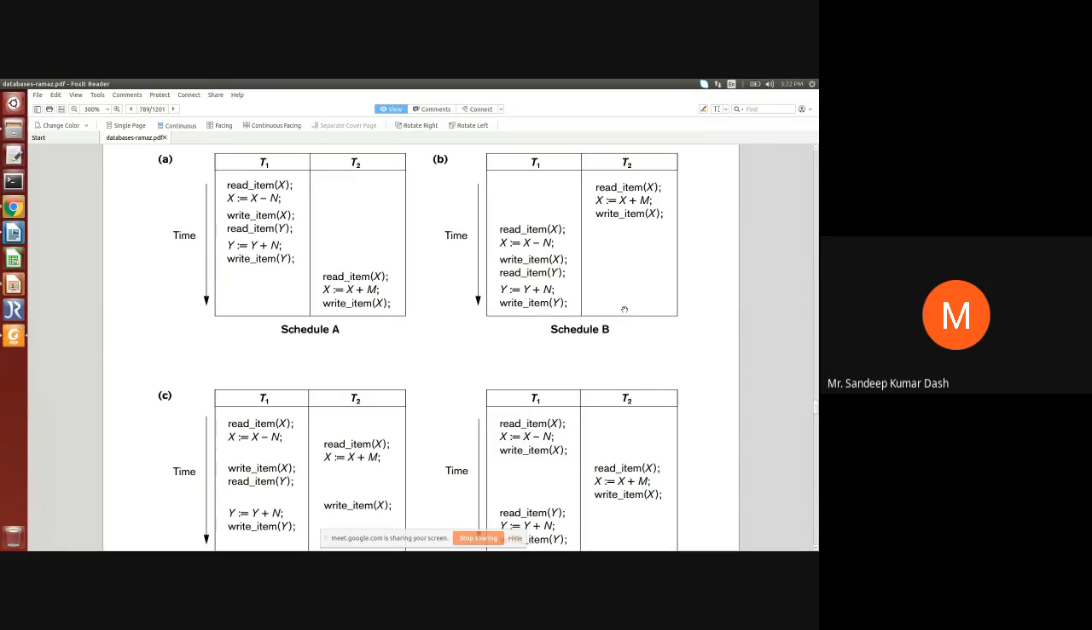So in the previous class we checked that these two are conflict serializable because you can move this part upwards and these parts downwards, oh sorry, this one you can move downward and this one you can move upward so that it gets equivalent to this serial schedule. So this is a conflict serializable schedule. But now the case is whether these two are view serializable or not. Can you tell these two are view serializable or not?